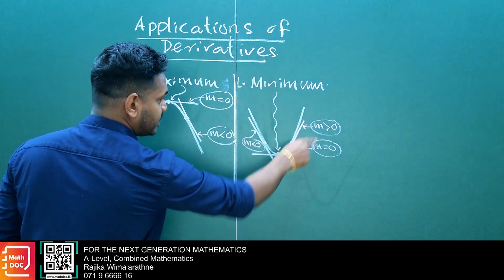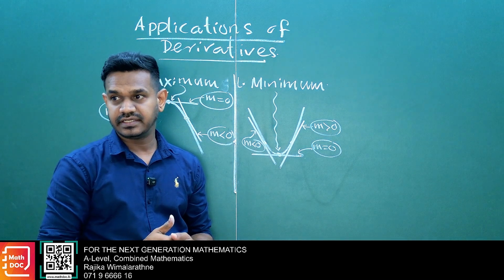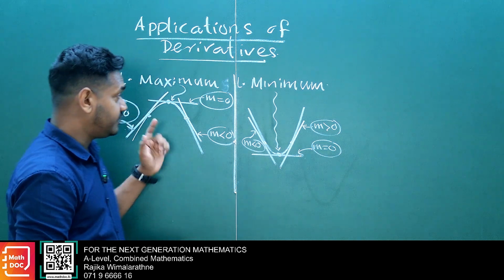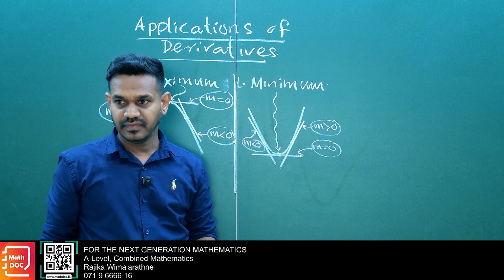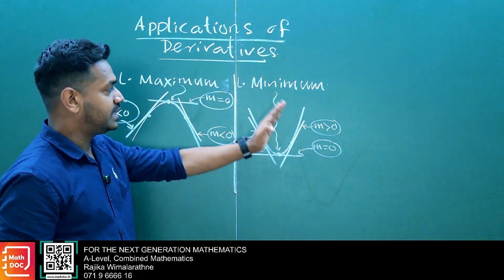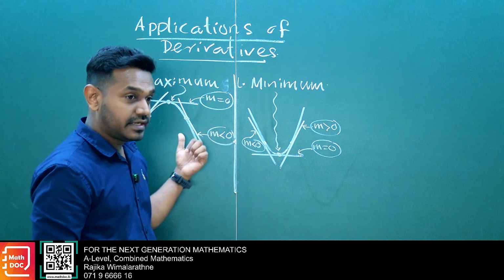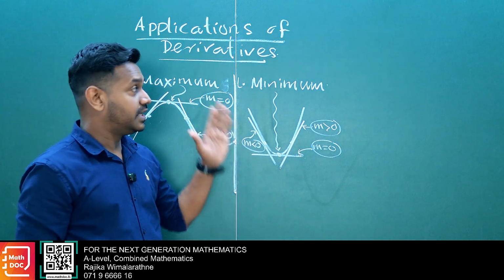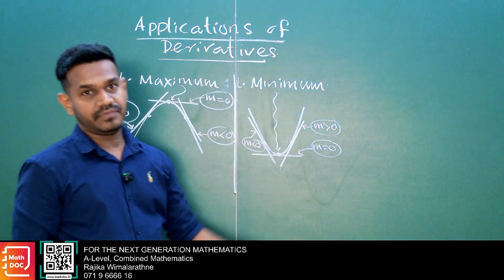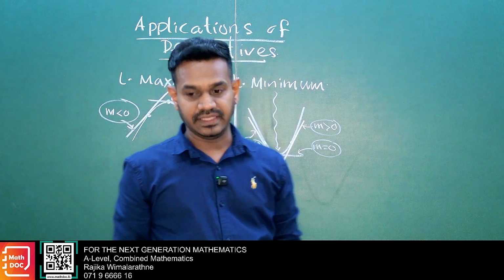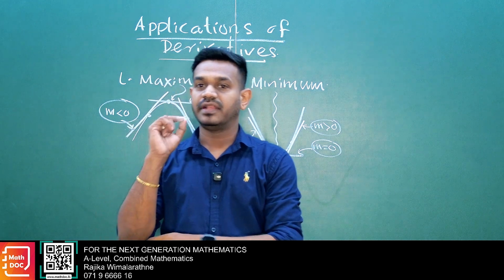Here we mainly focus on the gradient. In differentiation we know that differentiation represents the gradient. Therefore by differentiation we can analyze these maximum and minimum points. These two we especially call turning points, and we also have further turning points and inflection points. But in applications of derivatives we mainly focus on local maximum and local minimum. That's the thing. Really simple. The differentiation part is very small.